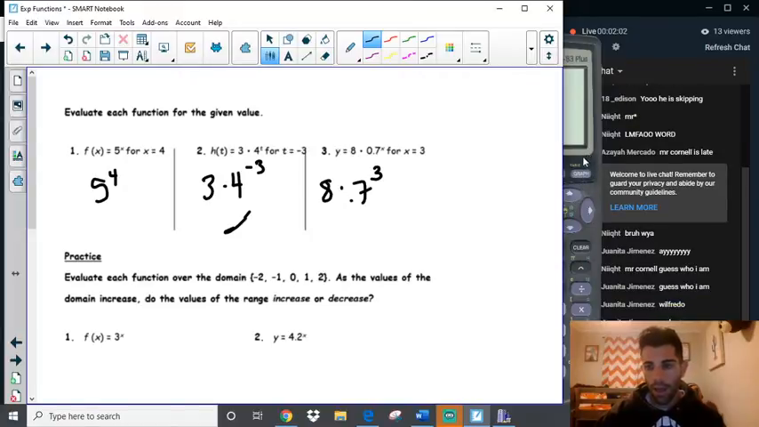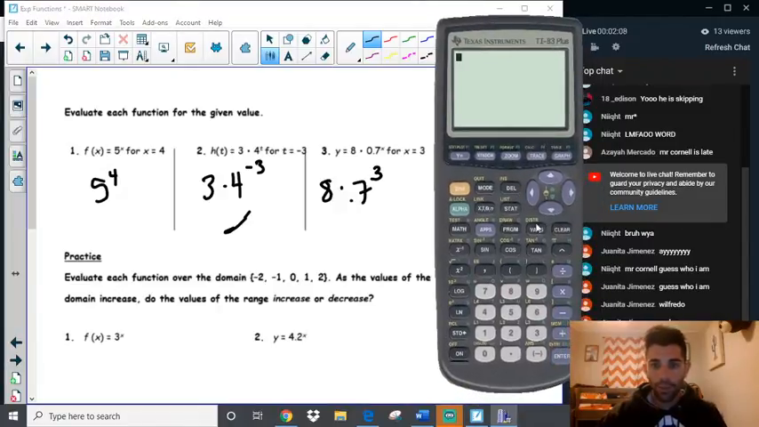All right, so now I am going to go ahead and do that with the calculator so you can see what the answers would be. And again, make sure you get online and download this calculator. So right there, I'll hit 5 to the 4th power, and the answer is 625. So in number 1, the answer would be 625.